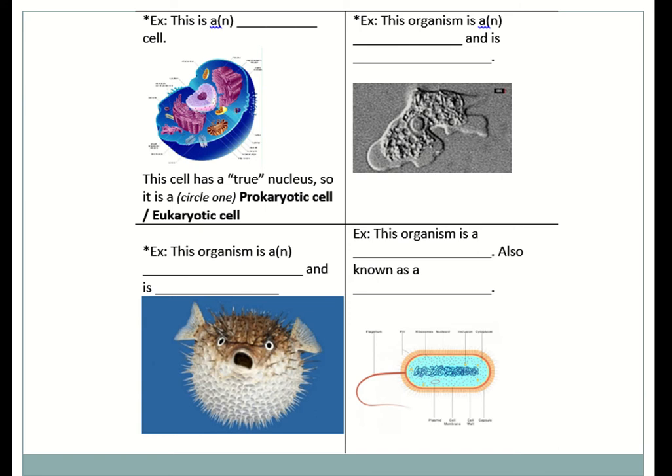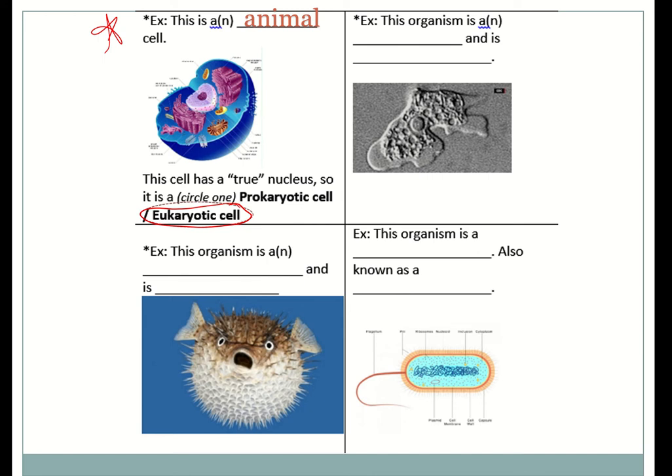Now I'm going to give you an opportunity to do a little bit of practice here. I'm going to pause, and this will be a good time for you to think about your answer, and then we'll fill it in. Up in the upper left-hand corner, I'm going to start here. This is an example of what kind of a cell? Is it a plant cell? Is it an animal cell? Could you tell? This is an animal cell. We can tell because it's round. It also doesn't have some of the organelles that plant cells have. This cell has a true nucleus, so it is a eukaryotic cell.